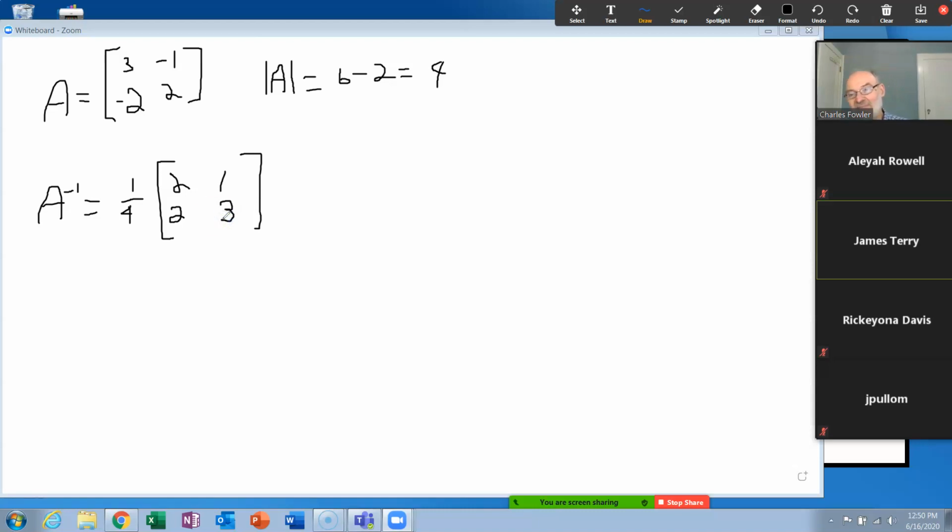That's it. Well, if you don't like the minus or the 1/4 out front, I kind of like it. Because otherwise, everything becomes a fraction. 2 over 4 is 1/2. 1 over 4 is 1/4. 2 over 4 is 1/2 again. And this is 3/4. Oh, goodness, that's ugly. It just keeps getting worse.